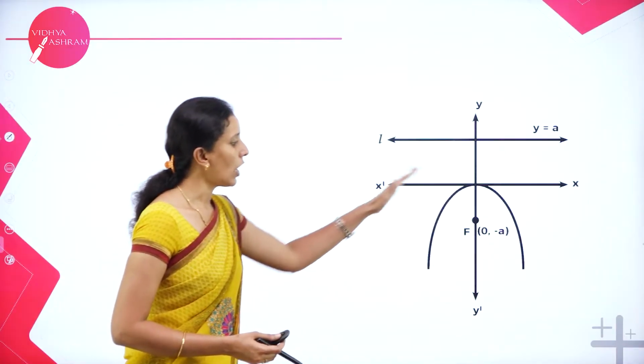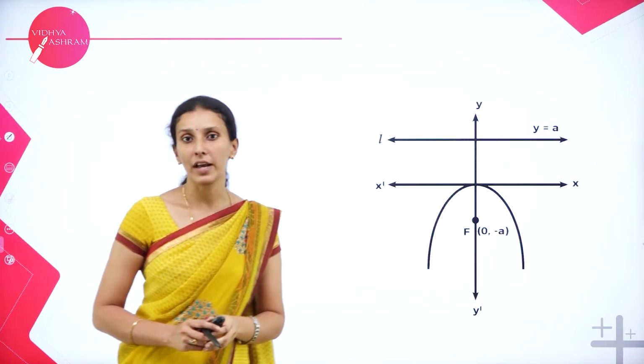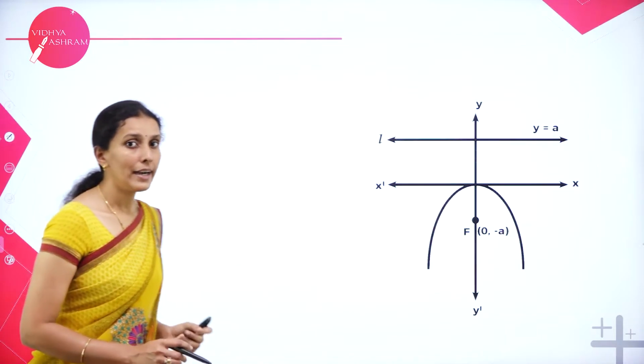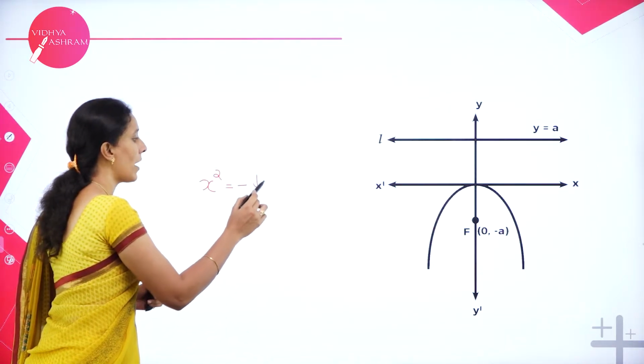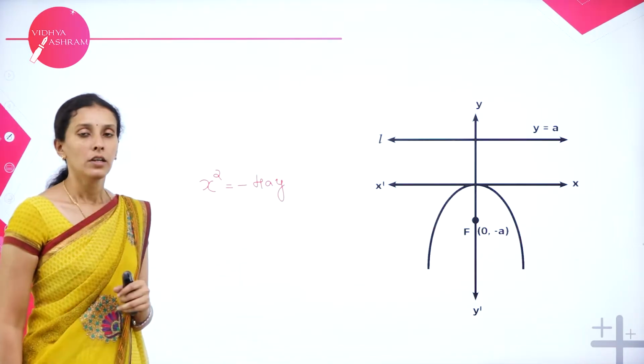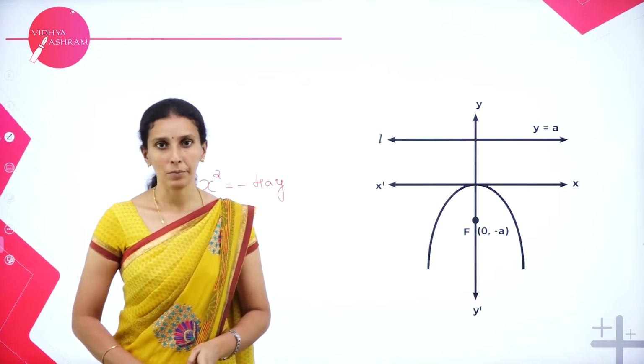Next we have the downward parabola. Here the focus lies on the negative side. So therefore we write it in the form of 0 comma minus a, and directrix will be on the positive side. So therefore the equation becomes y is equal to a. The standard equation of this parabola is x square is equal to minus 4ay. So this is the standard equation of the downward parabola.